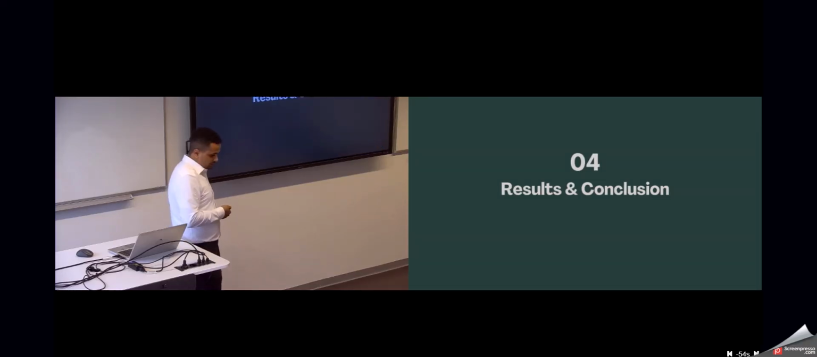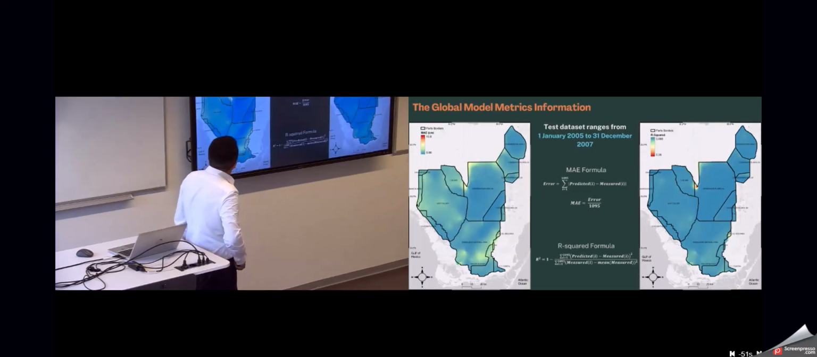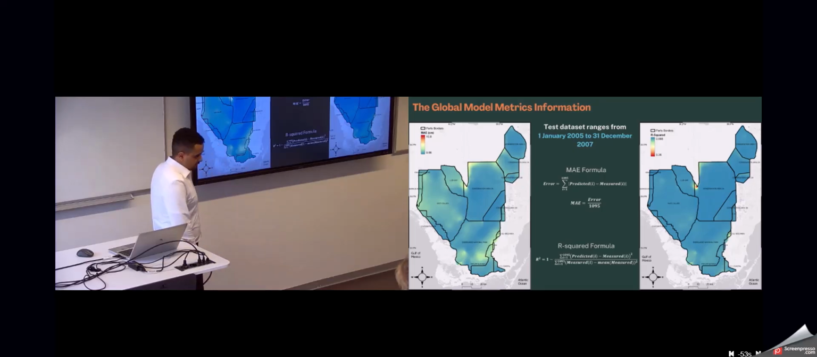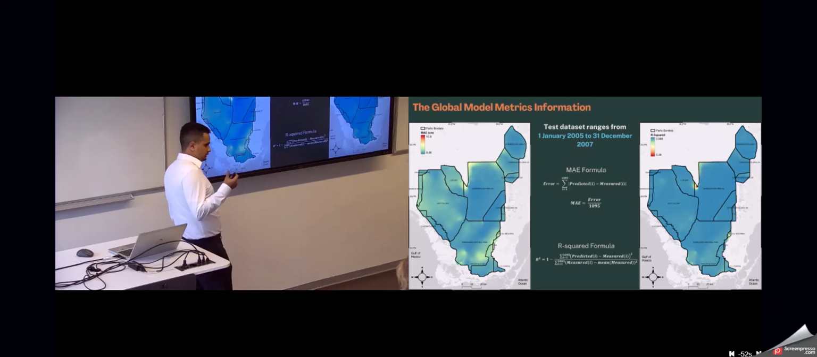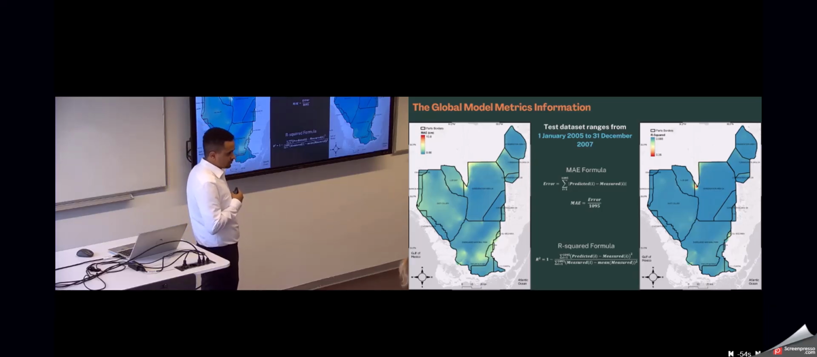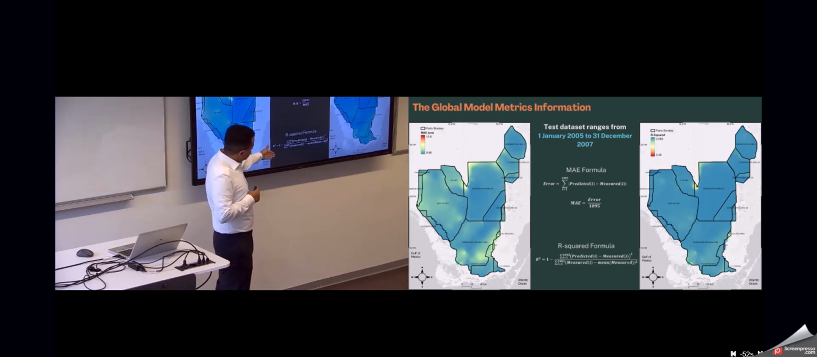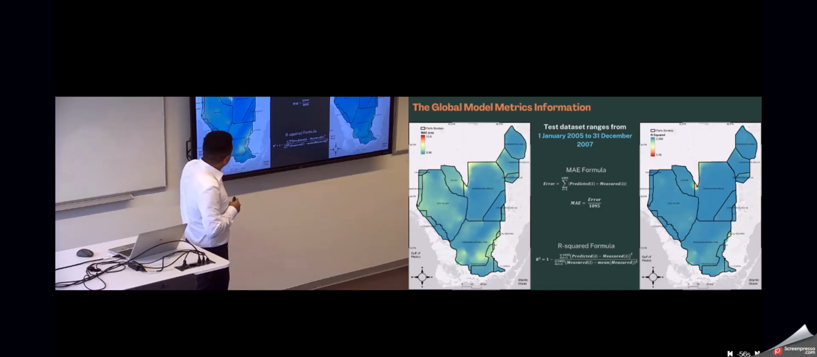Okay, now about the results and conclusion. I'll start with the global metrics information. We have 2 metrics: mean absolute error and the coefficient of determination, which is R squared. We calculated these two metrics using the test dataset, which ranges between the 1st of January 2005 and the 31st of December 2007. By using this formula and also the raster calculator, we got these two raster maps. This raster is for the mean absolute error, and this is for the R squared.